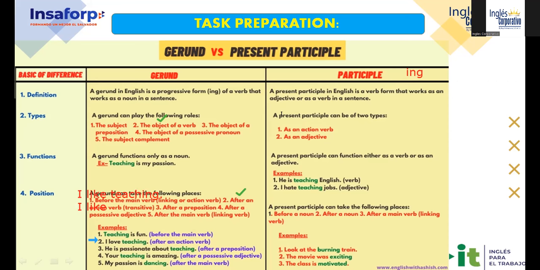Here, a present participle. A present participle can be of two types. Number one, as an action verb. Number two, as an adjective. Okay. So look at this. We have a noun and verb and adjective. Entonces vemos que se escriben igual, pero pueden tener diferentes funciones en una oración. So we just have to be careful. And let's continue now with the example.